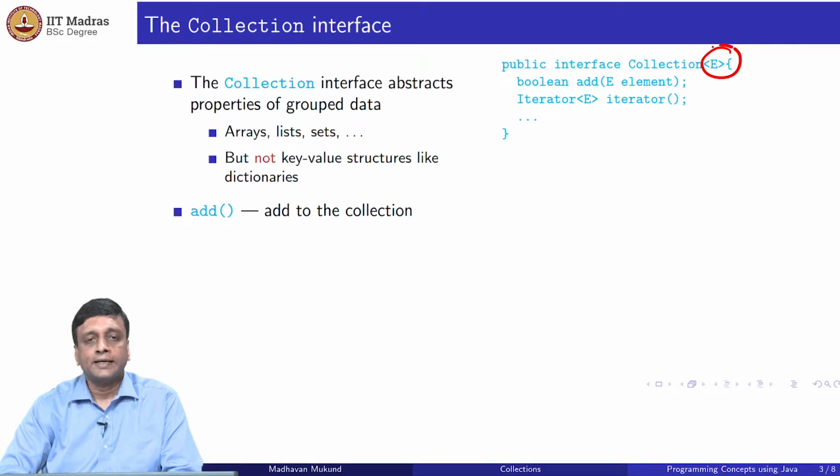So, if I fix the type when I instantiate the collection, then add will take an element of that type and allow me to insert it into the collection. So, add is a very simple function.